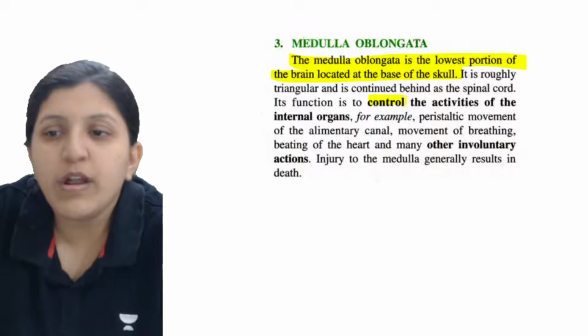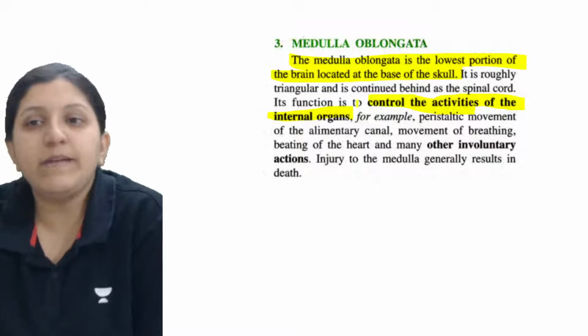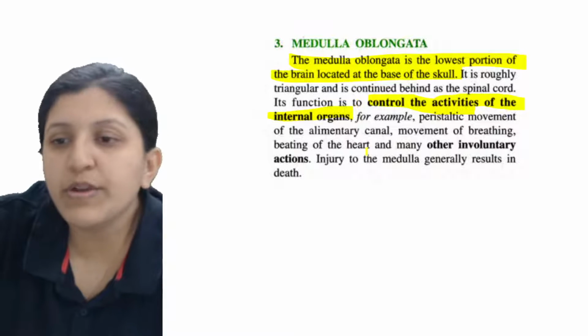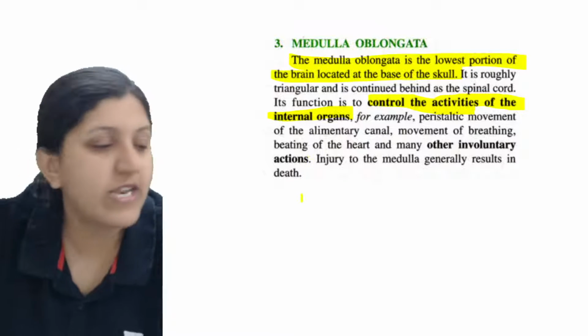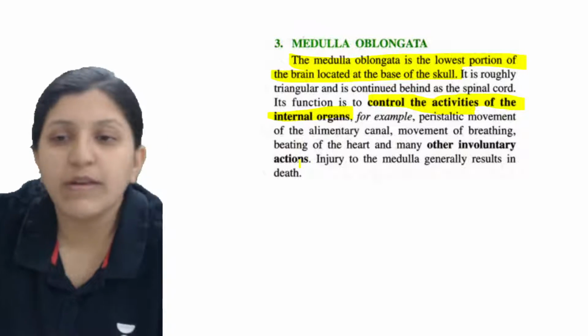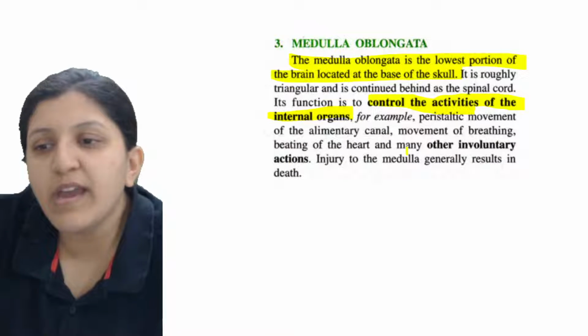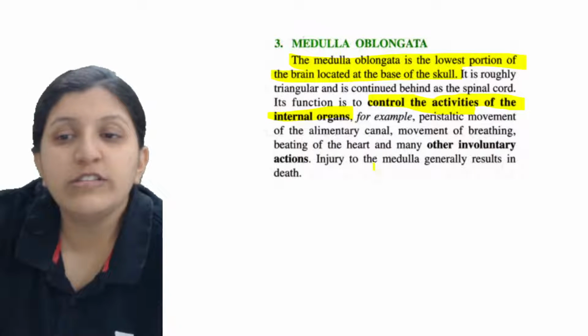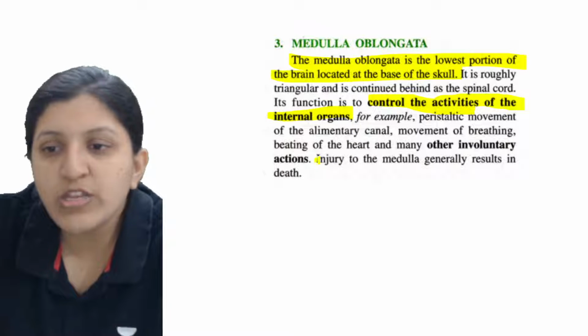So its function is to control the activities of the internal organs. This is done by the medulla oblongata. Peristaltic movement of the alimentary canal, movement of breathing, where there is contraction and relaxation, and beating of the heart. Many other involuntary actions are controlled by the medulla oblongata. So injury to the medulla oblongata can result in death.